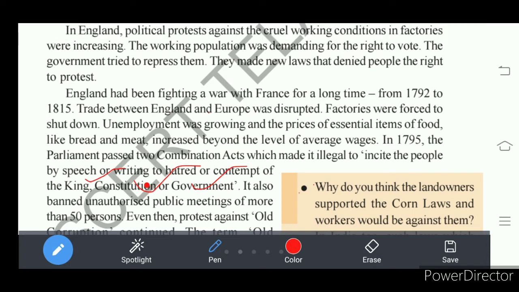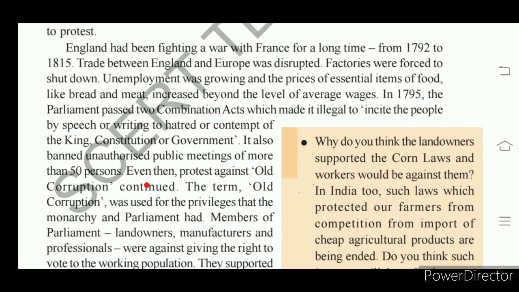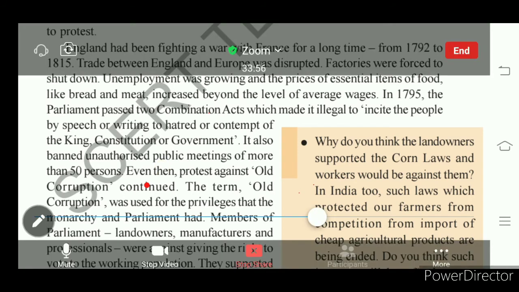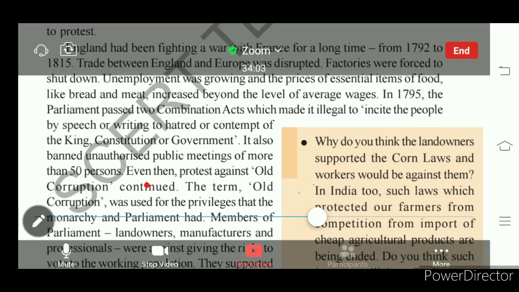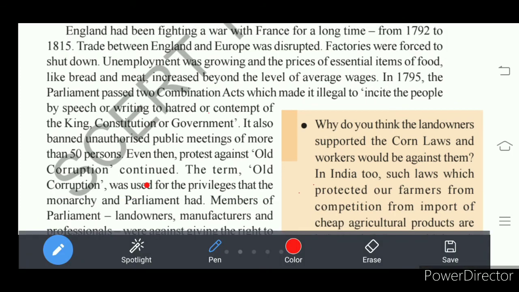The Two Combination Act says that if anybody provokes the people against the king, the constitution, or the government, it is considered a crime. Understand? This Act also banned unauthorized public meetings.